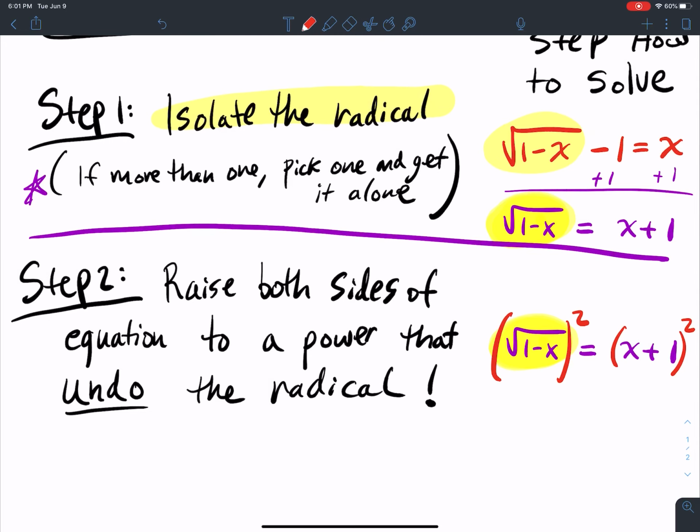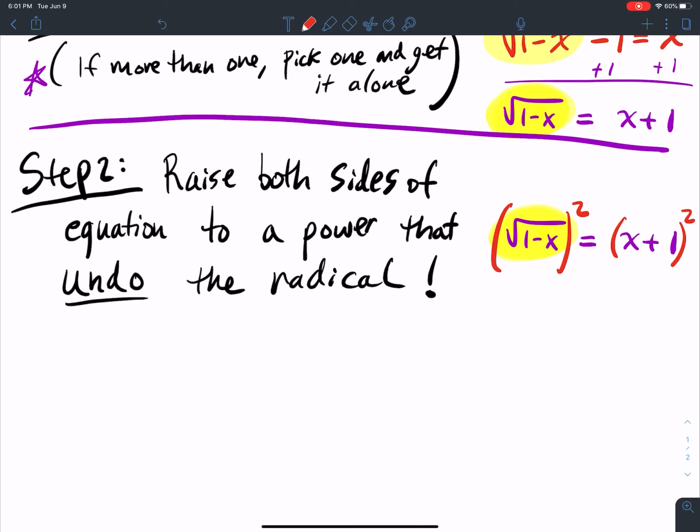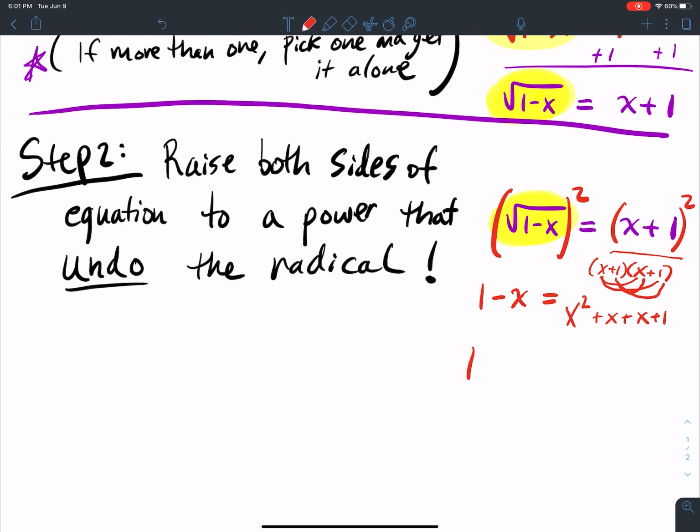Now, if I square one side of it, square the other side. And when I do that, what does it get me? It gives me 1 minus x equals, well, when in doubt, write it out. This does not equal x squared plus 1, okay? I hate when I see that, so don't do that. Write it out. X plus 1 times x plus 1. You're going to have to FOIL. First, outer, inner, last. Okay, first, outer, inner, last. So this is 1 minus x equals x squared plus 2x plus 1.